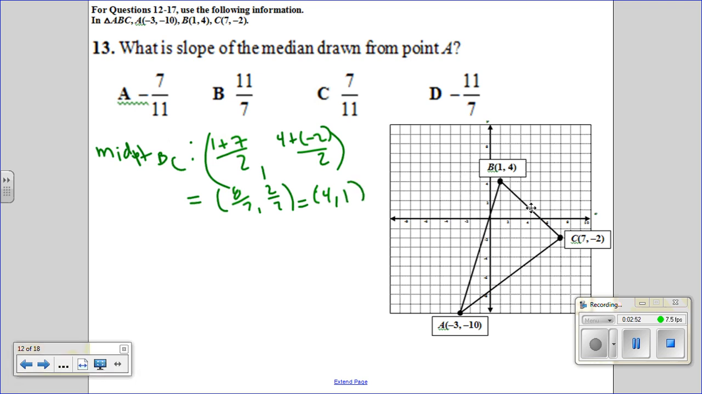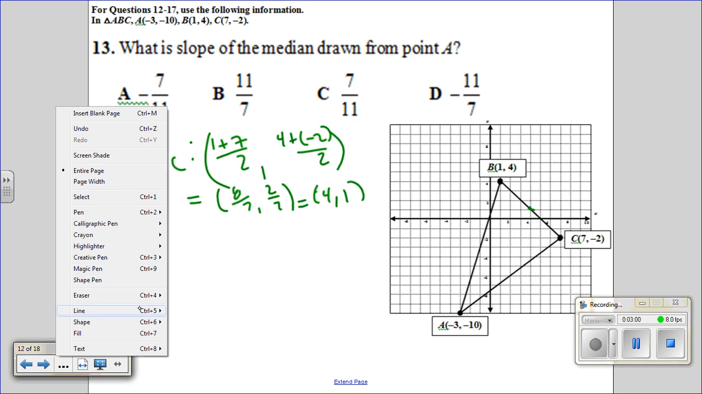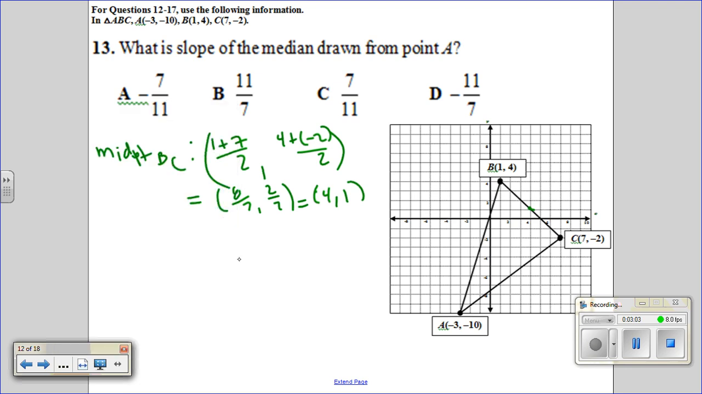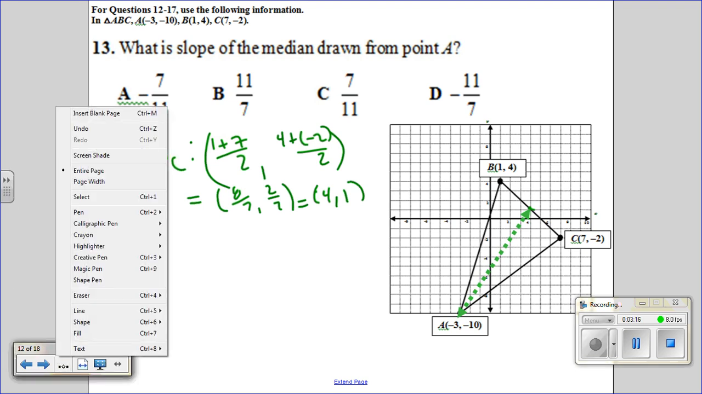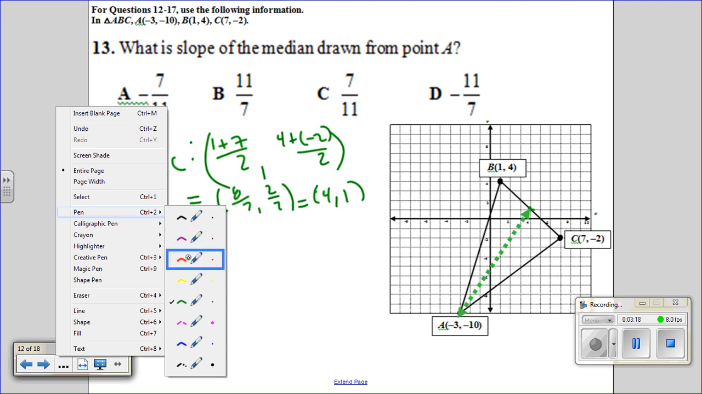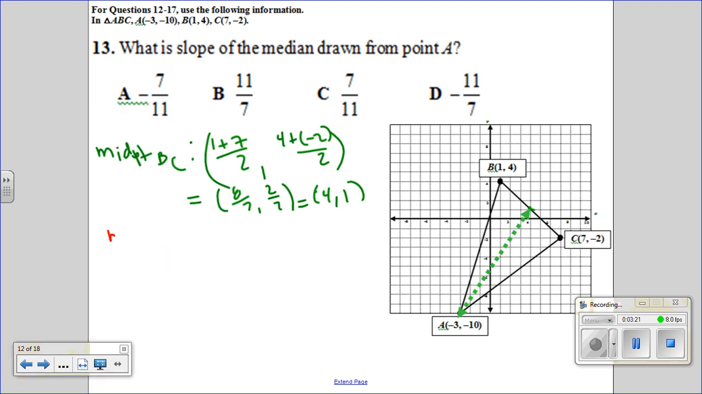So our midpoint would be here. And then I'm going to draw the median, again from A to that point. Now to find the slope, another formula you have to remember: Y2 minus Y1 over X2 minus X1.